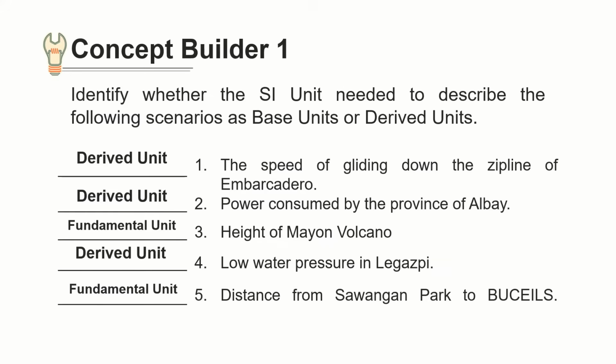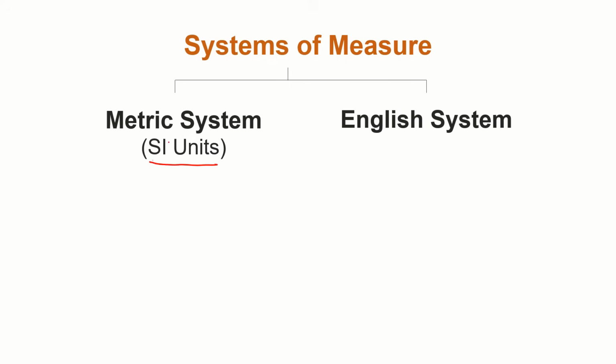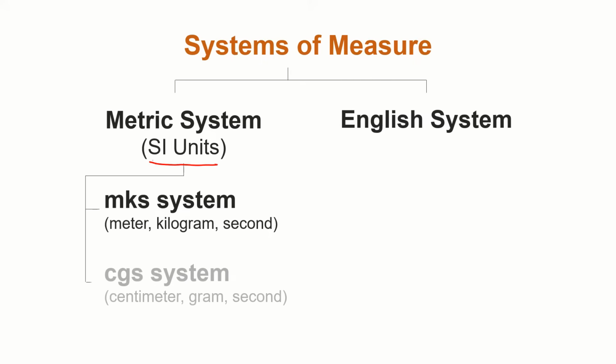The two most widely used systems of measurement are the metric system and the English system. In modern days, metric system is also called as the SI units or the System International Units or International System of Units. So there are two variations of metric system. So first is the MKS system and second is the CGS. So MKS stands for meter, kilogram, and second system, while CGS is for centimeter, grams, and second system. So, depende sa kung anong klaseng experiment ang ginagamit nila. Sometimes is MKS or sometimes CGS.